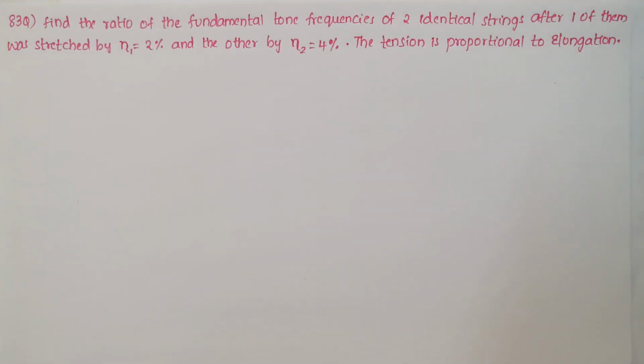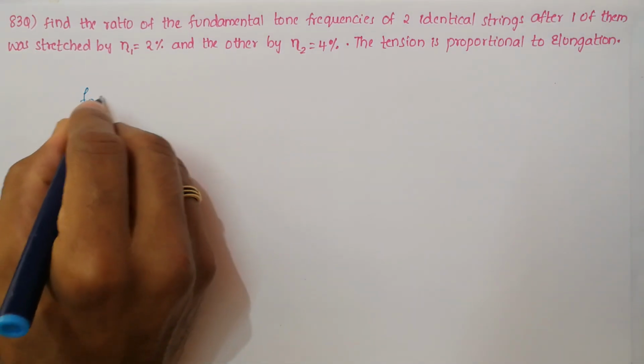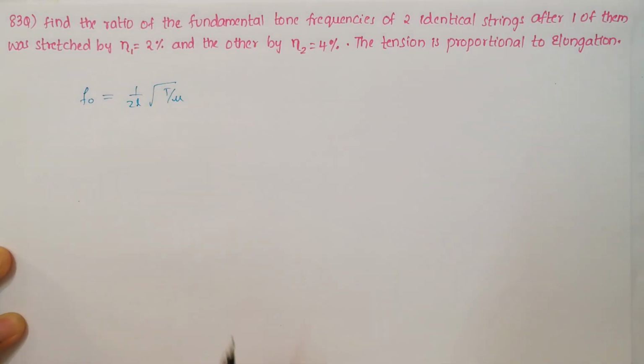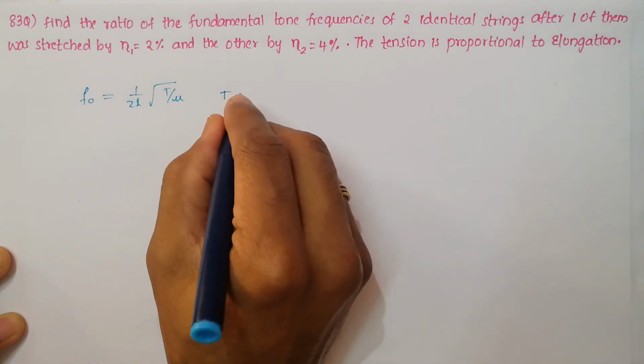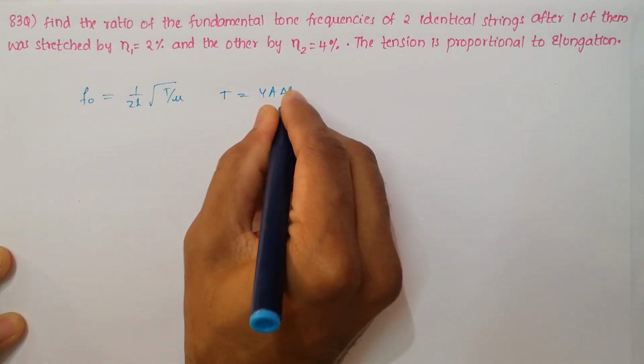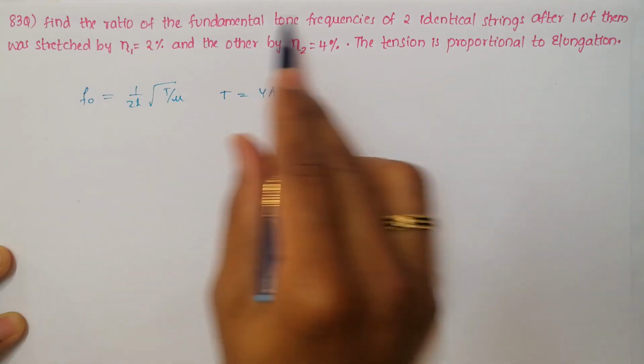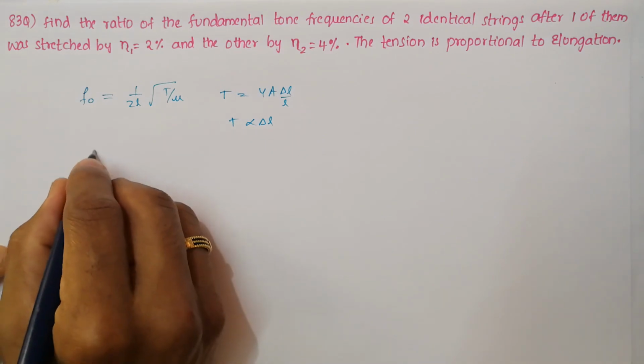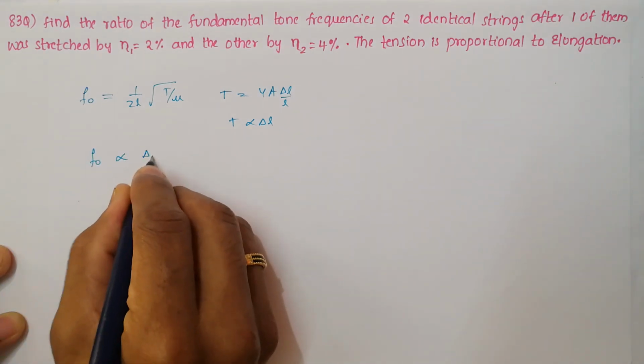Next question: find the ratio of fundamental tone frequencies of two identical strings after one of them was stretched by 2% and the other by 4%. Just now we got an expression for frequency as f0 is equal to 1 by 2L into under root T by mu, and when an elastic string is stretched, tension is given by Y into A into delta L by L. Here, tension is directly proportional to elongation, T is directly proportional to delta L.